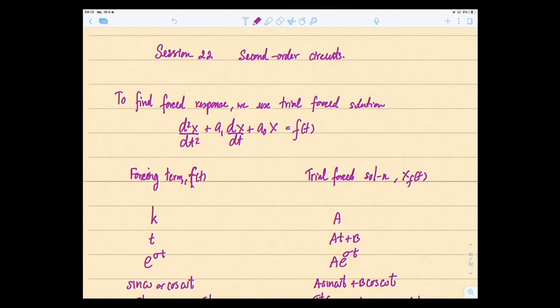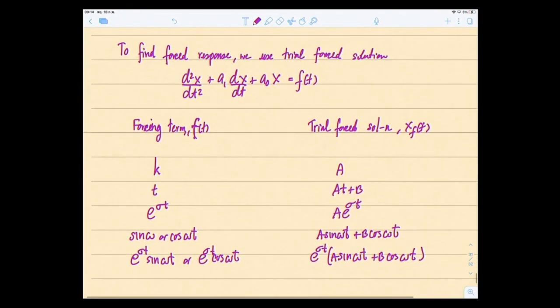So today I'm going to continue with second order circuits, but this time it's not source-free. For a source-free circuit we only need to find the natural response, but some of the examples here will include the forcing term in the differential equations. So in session 20, I wrote this table. It's a way to find a forced response by using trial solutions.